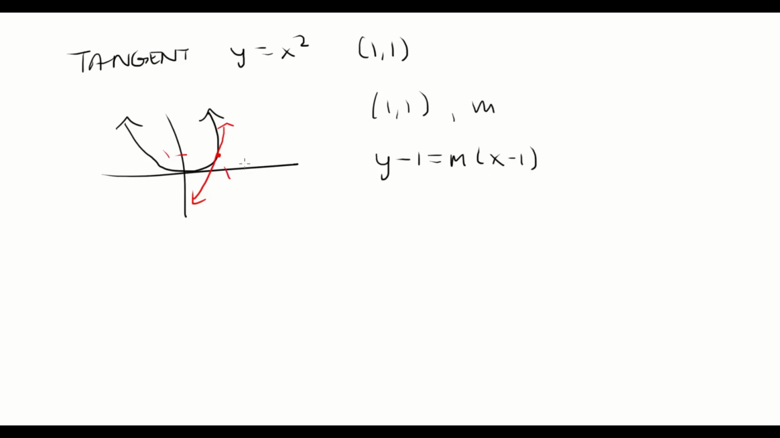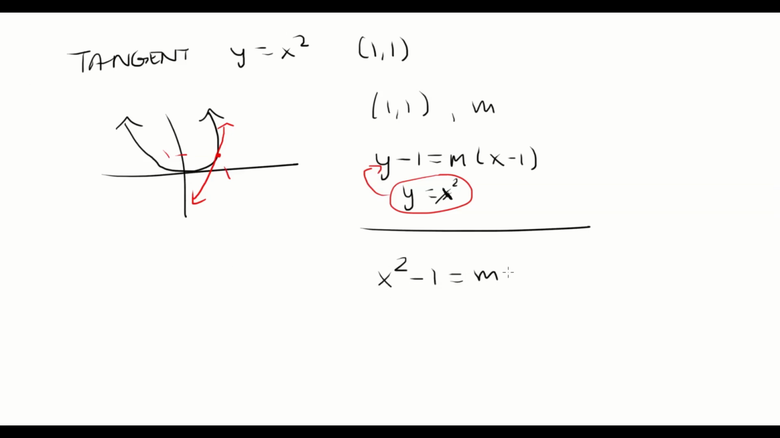And so this line has to intersect y equals x squared. Right. So think of this as like a system of equations. If it's going to intersect, then these two equations have to be equal at that point 1, 1. So the way we're going to solve this system is by making a substitution. We're going to take our y equals x squared, plug it in here. So instead of y minus 1, it's going to be x squared minus 1 equals mx minus m. Bring everything over to the left and get this.